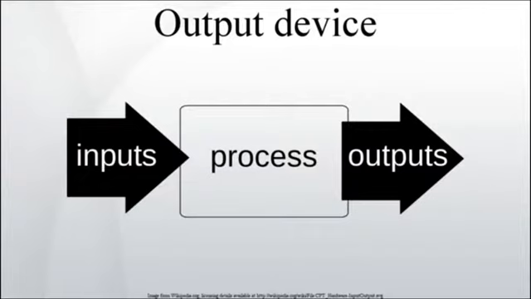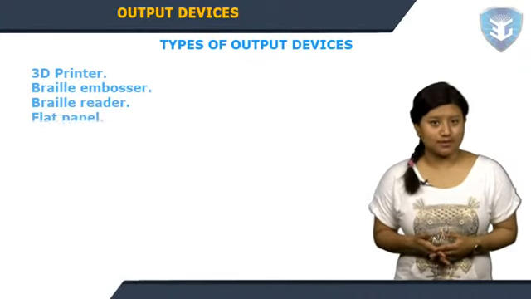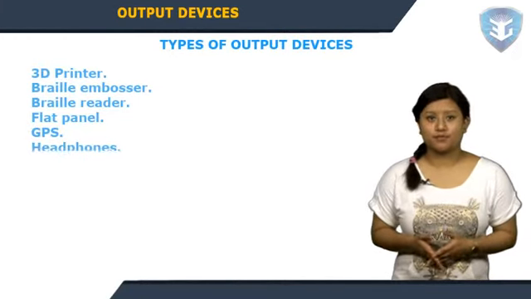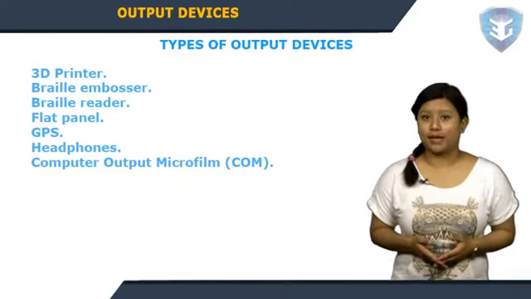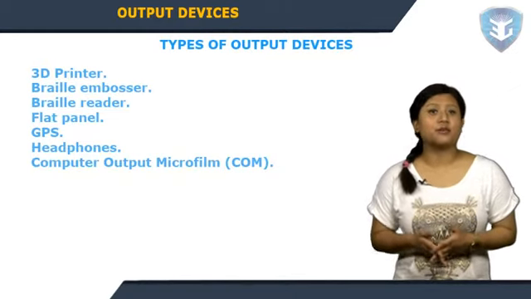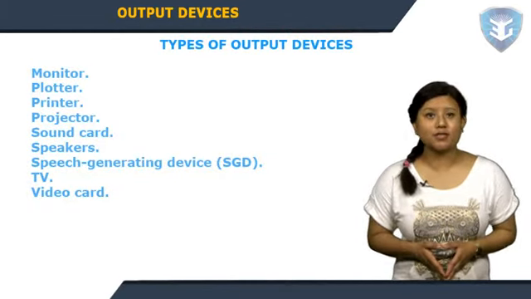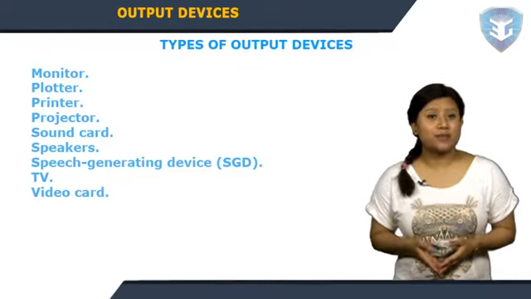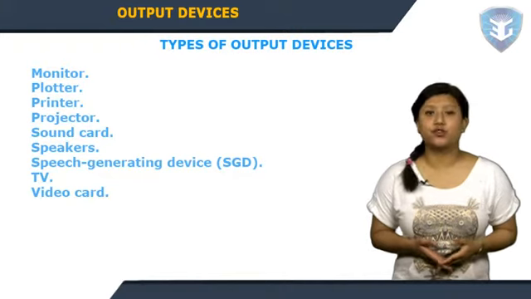Examples. These examples of output devices also include input-output devices. We will now study the types of output devices. 3D printer, Braille embosser, Braille reader, flat panel, GPS, headphones, computer output microfilm (COM), monitor, plotter, printer, projector, sound card, speakers, speech generating devices (SGD), TV, video card.